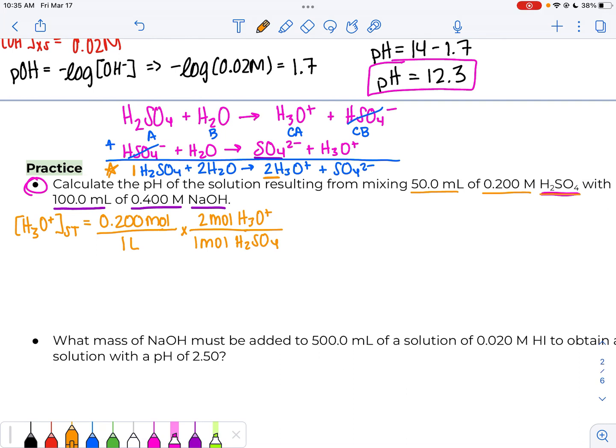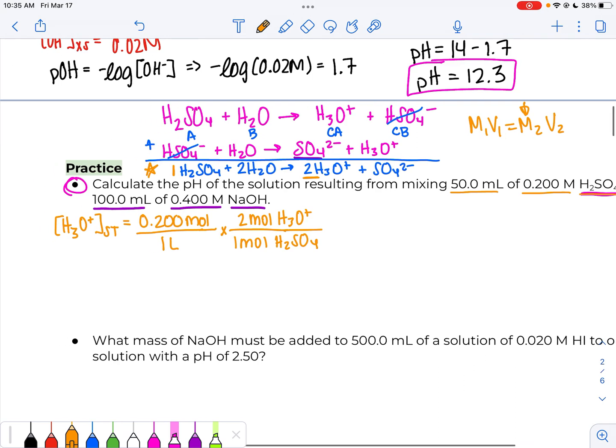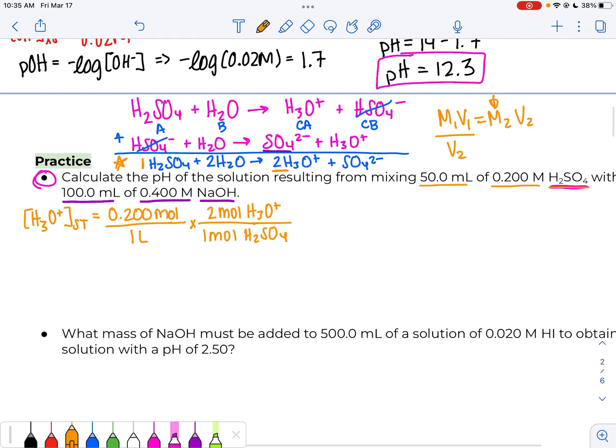Okay, so what we have here is now still moles per liter, right? And we know in that M1V1 equals M2V2 formula, if we're solving for this, all we have to do is divide this side by V2. So rather than rewriting this out, I'm just going to build this into my already working dimensional analysis. So I've got molarity here. What's the initial volume of my acid solution? 50 milliliters.